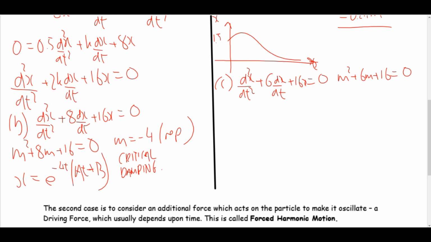So if you solve that, it will give me m is equal to minus 3 plus or minus root 7i. That's solving that quadratic on your calculator, and it solves to give complex roots. So the general solution, which is what we wanted, is that x is equal to e to the minus 3t brackets a cos root 7t plus b sine root 7t. And this is an example of light damping.